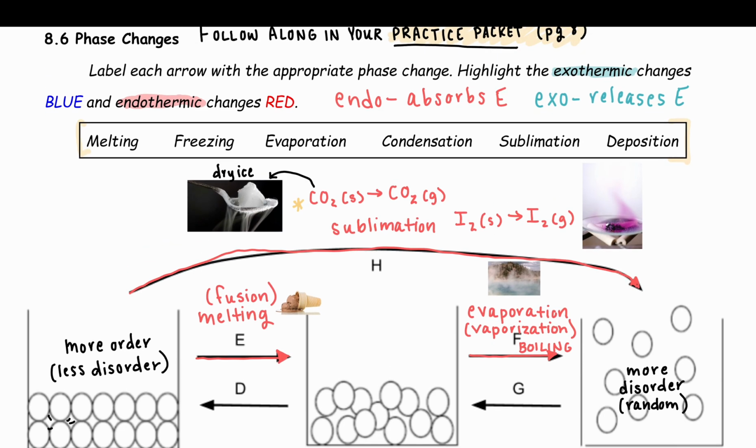Everything that I highlighted in red, these are the three endothermic phase changes, meaning that in order to go from a solid to a liquid to a gas, or from a solid to a gas, all of these processes are going to require energy to be absorbed.